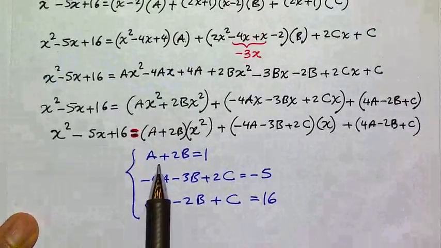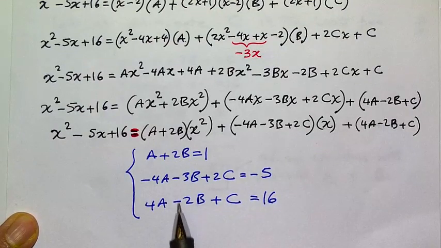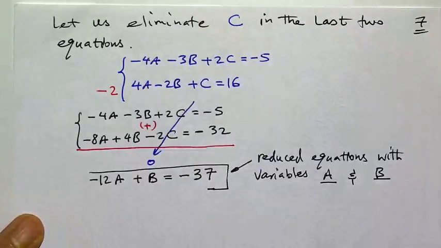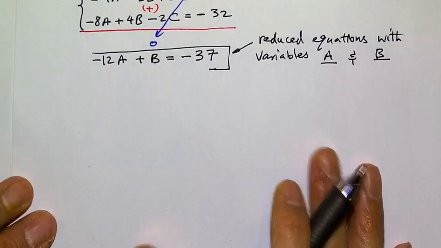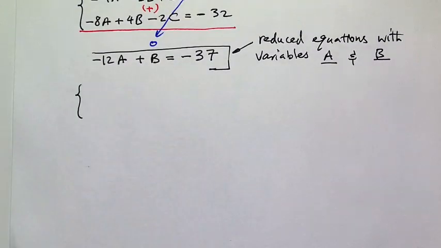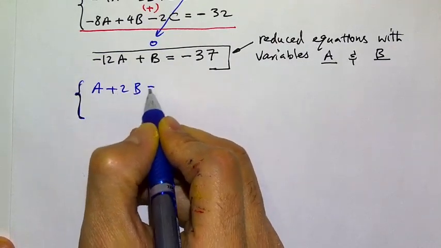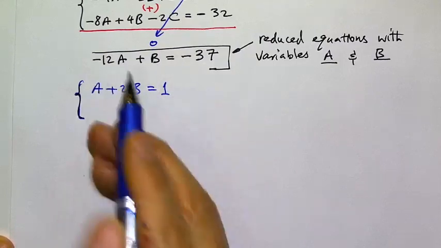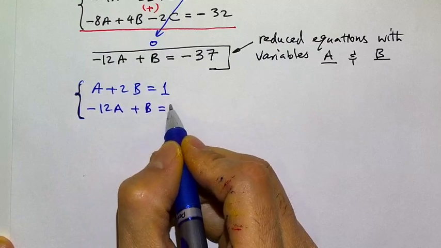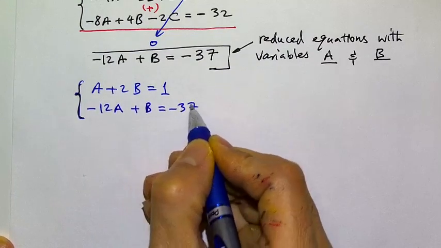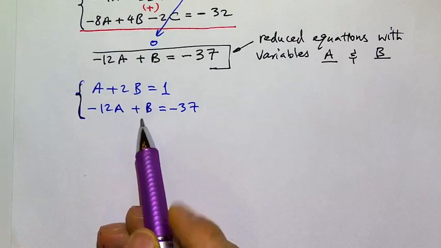Now, remember that we had, I should bring back that previous slide. We had that equation, a plus 2b equals 1, right? And we reduced these two to a smaller equation of a and b. So let's make another system of these two reduced equations. So we have a plus 2b from the previous slide equals 1. We have this one. Let's combine them. Minus 12a plus b equals minus 37.